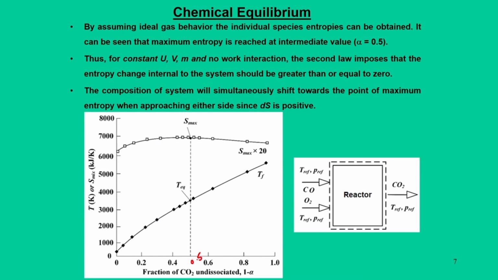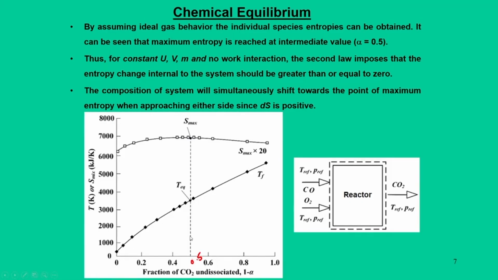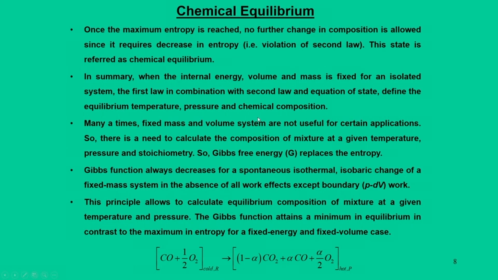So, it means we do not necessarily have maximum entropy when the entire product is formed. Equilibrium is achieved only when the maximum entropy condition is reached, and corresponding to this maximum entropy condition we can find the equilibrium temperature. Based on this, the composition of the system will shift towards the point of maximum entropy when approaching from either side, since the change in entropy is positive.